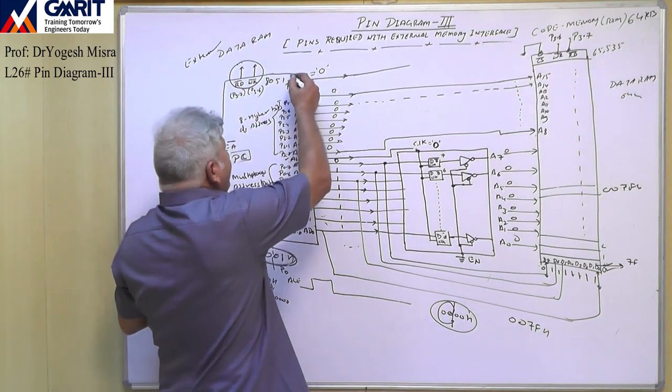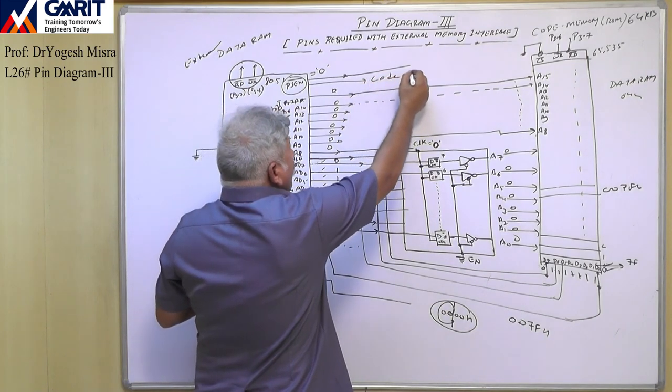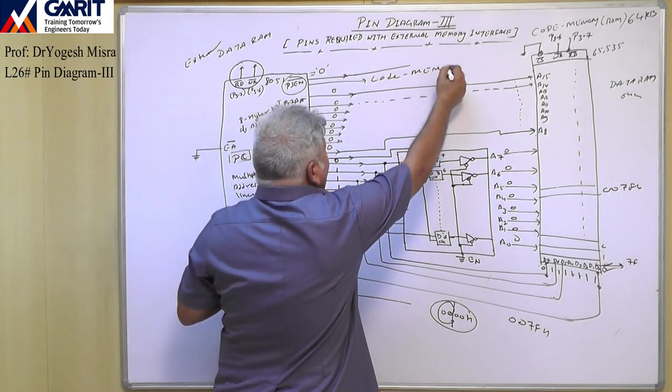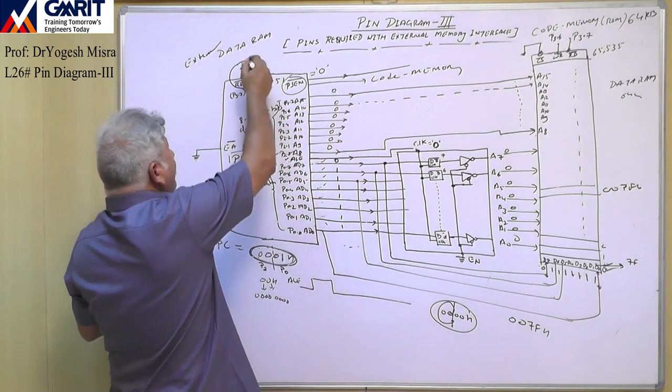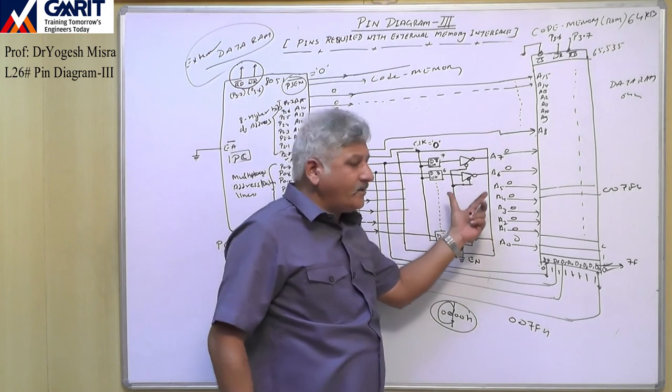So PSEN bar is required only with code memory, and read bar and write bar are required with data RAM. And other things are the same.